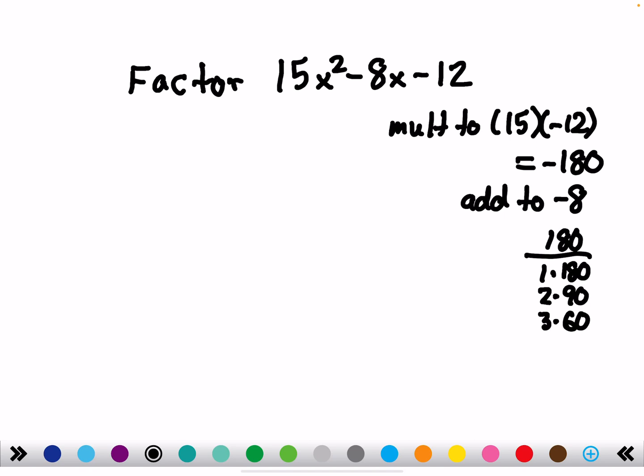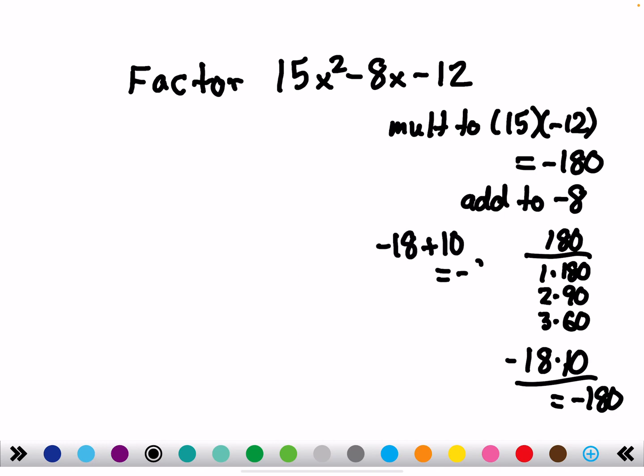The 4 and the 5 I'm not going to bother with. Let's just go to 8. 8 times, or 18 times 10. There we go. That's what we want. So since the middle is negative, the 18 will be negative. Negative 18 times 10 is negative 180. Negative 18 plus 10 adds to negative 8. Those are our two numbers. Negative 18, positive 10.